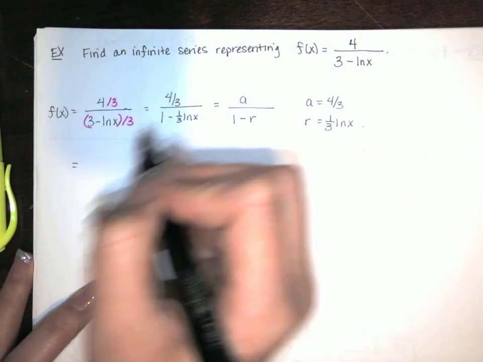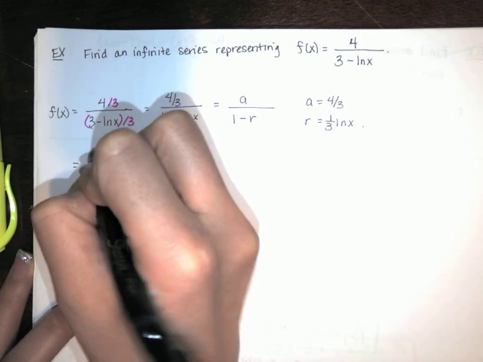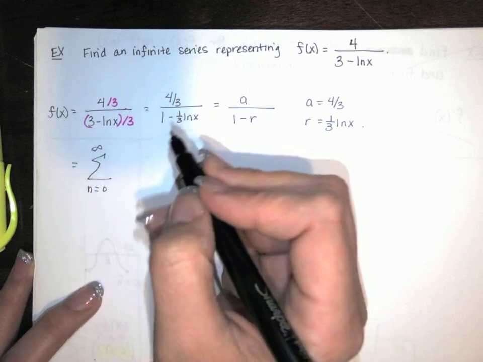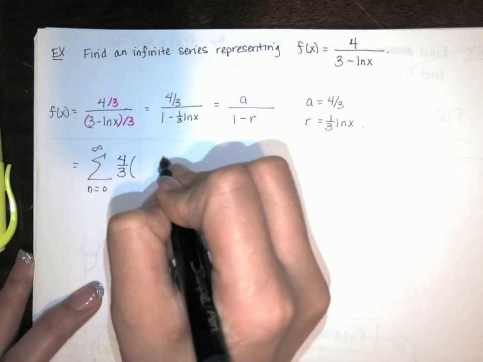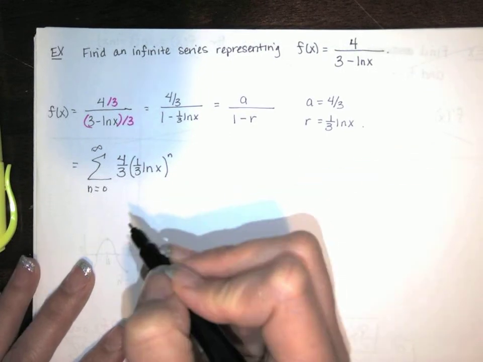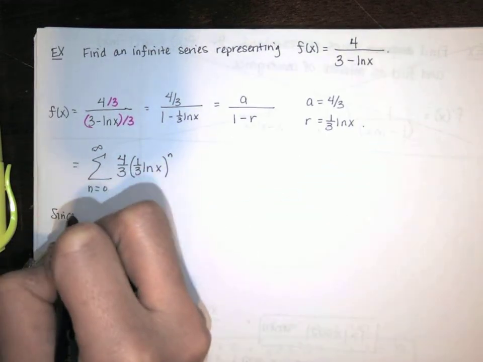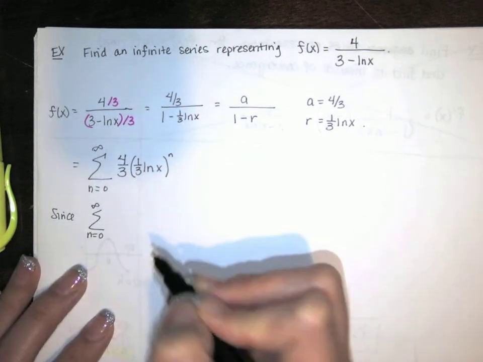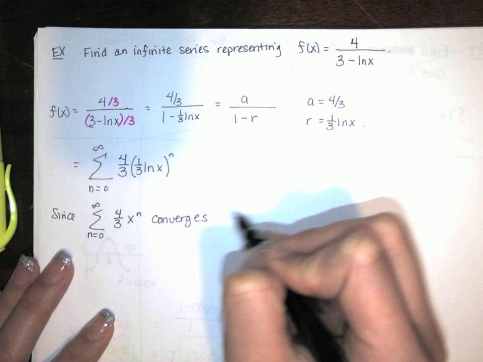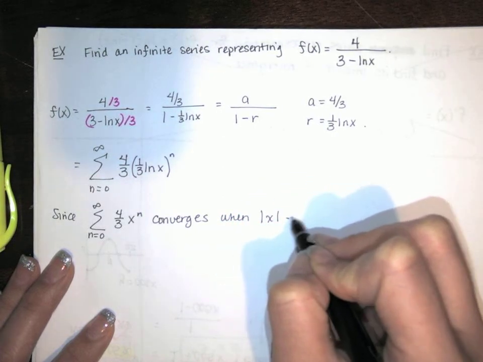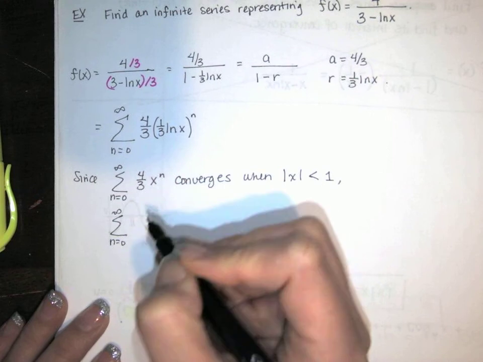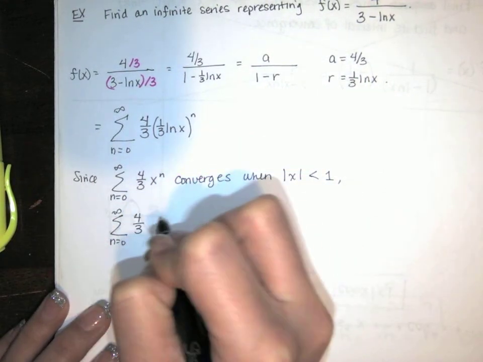Now, I should be able to write that as this infinite series, provided that the geometric series converges, where I would just replace this 1/3 natural log of x with x, and it does. So we get a times r to the n. Now, since this series converges, let's say this. So the exact same series, but I'm replacing that 1/3 natural log of x with just x. Since this converges when the absolute value of x, that's our r value, is less than 1, this one also converges. Because this series is just like this series, I've just replaced the x with the 1/3 natural log of x. They're the same thing.